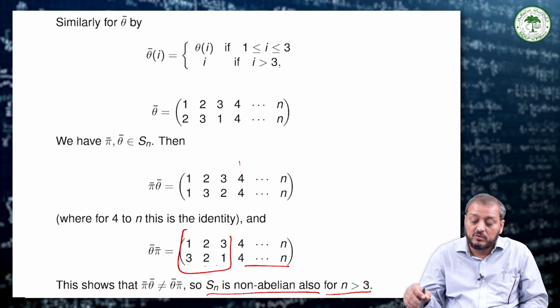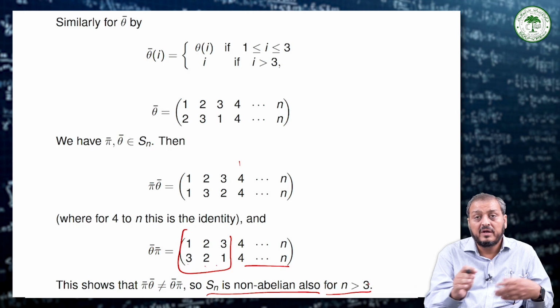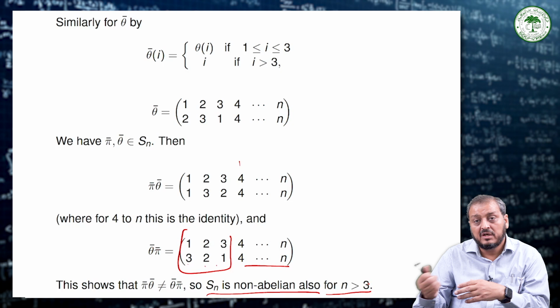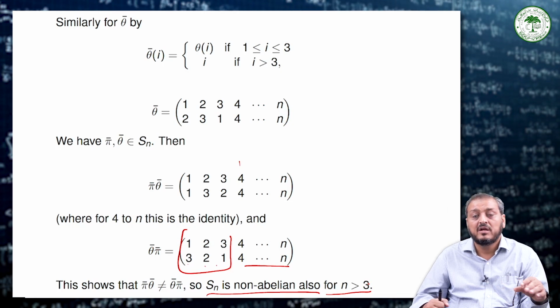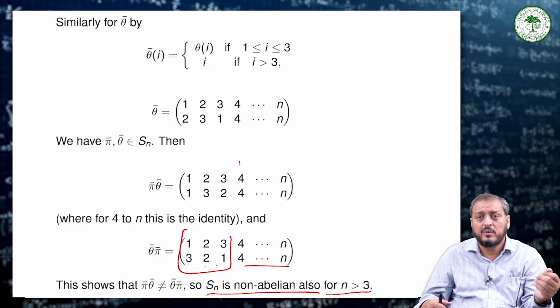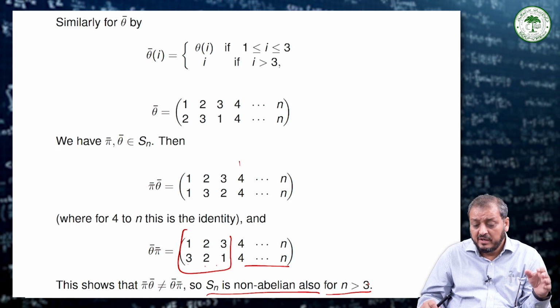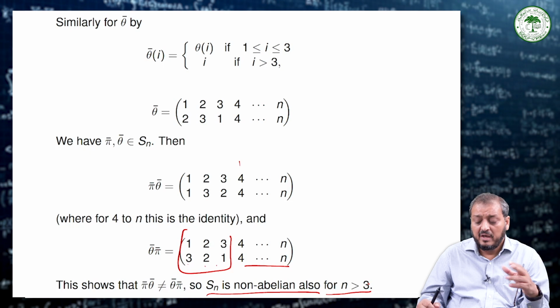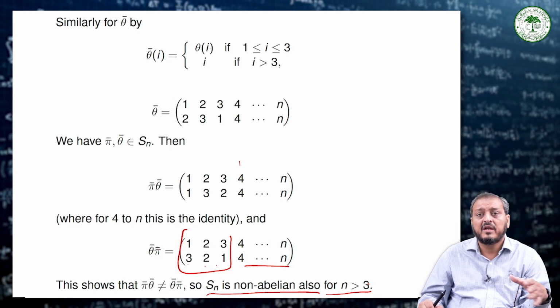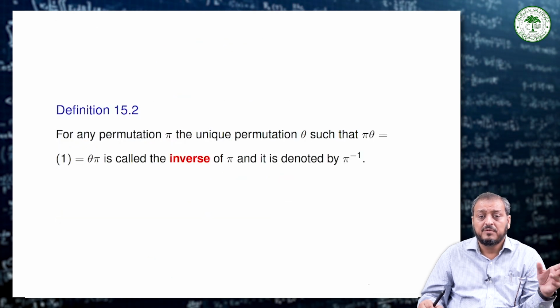Now, we have already shown that n equal to 3 is non-abelian, and then we take n strictly greater than 3. So, we also show that the result holds if you define the map in this form clearly. So, this shows that Sn is a non-abelian group for all n greater than or equal to 3.